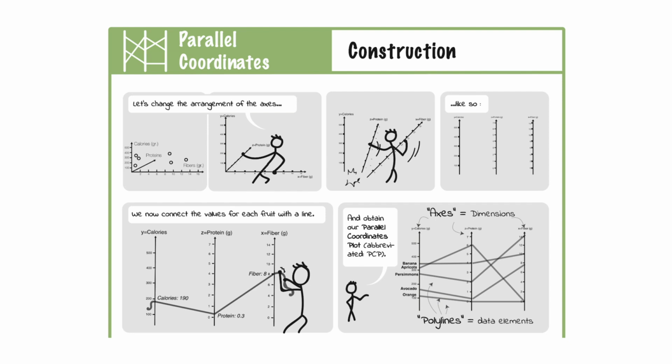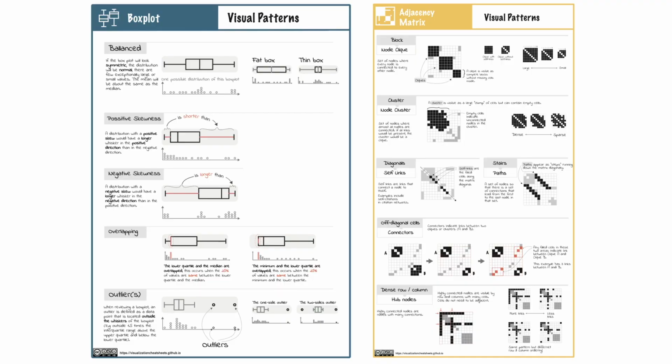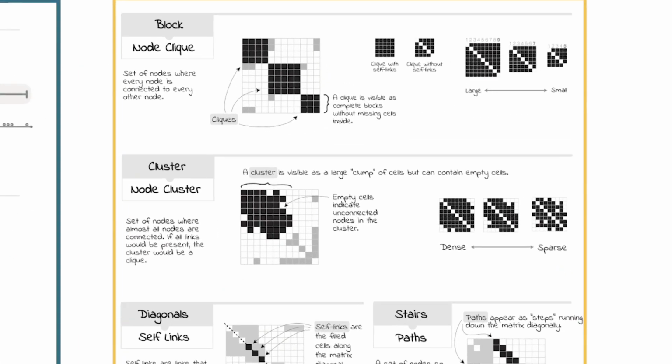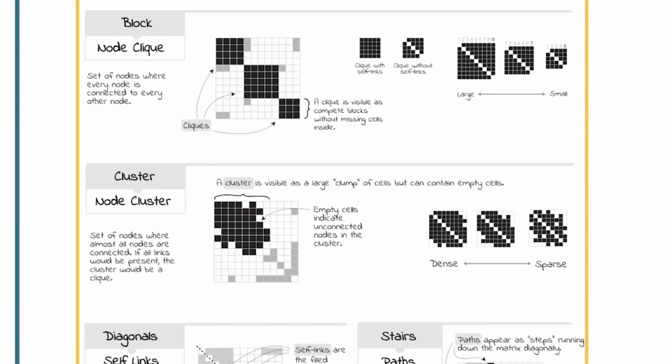providing a familiar metaphor. Visual pattern sheets provide a catalog of meaningful patterns that may occur in a visualization. Spotting patterns can be important to correctly interpret visualization and making discoveries. For example, network cliques in adjacency matrices are visible as solid blocks.